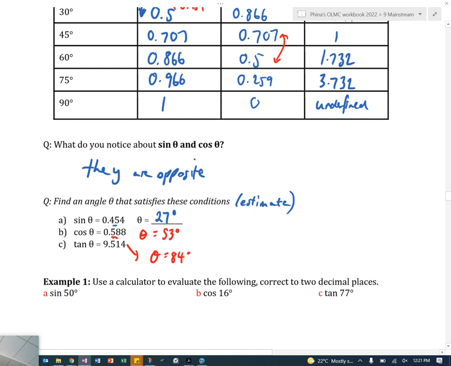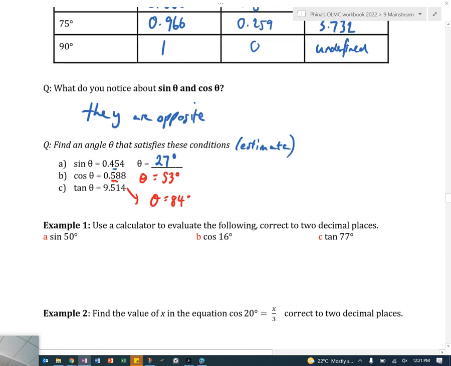Now that you know how to use your calculator, can you please evaluate those three values for me: sine 50 degrees, cos 16, and tan 77. To 2 decimal places this time.